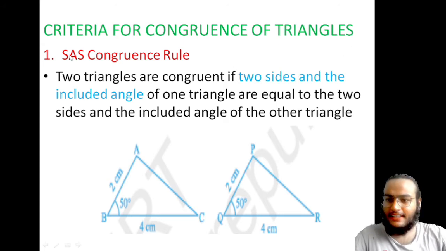The very first is the SAS congruence rule. It says that two sides and the included angle should be equal to the second triangle's two sides and the included angle. That is, if AB is 2 cm, then PQ should also be 2 cm. If BC is 4 cm, then QR should also be 4 cm. If angle ABC is 50 degrees, then angle PQR should also be 50 degrees. Thus, triangle ABC is congruent to triangle PQR by the SAS congruence rule.